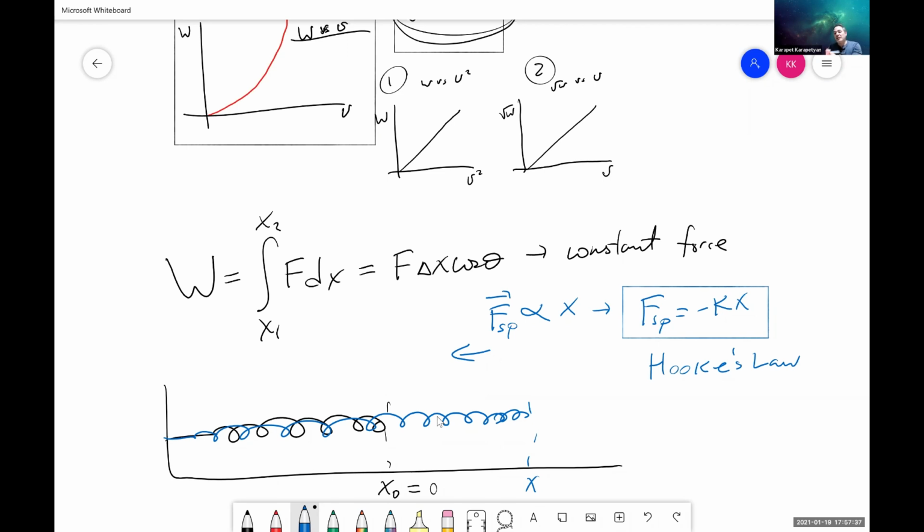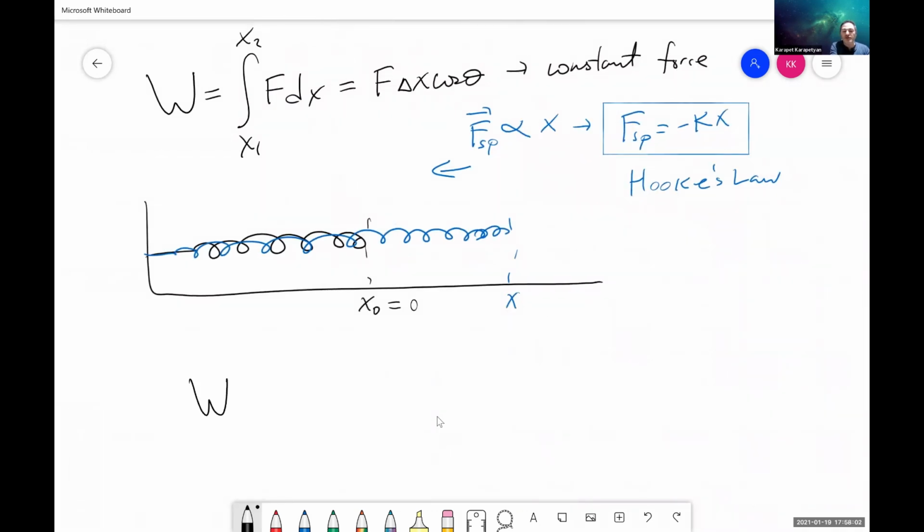And you can see this force is not constant. When x is 0, force is 0. That's why when it's in equilibrium, there's no restoring force. When you start stretching or compressing, this force starts increasing. The more you stretch, the stronger it is. Still, it's a force that changes an object's position, so technically it can do work.